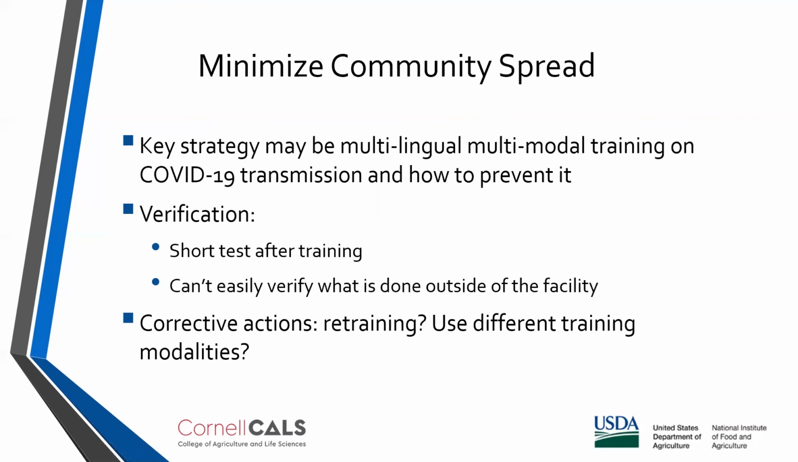Minimizing community spread could still be important, particularly if you have communities, for example, where vaccination coverage might be low for religious or other reasons. Key strategies there may be to do multilingual, multimodal training, do training on vaccination if we can and if appropriate, and if not, at least work on making sure that people have training on what they can do to minimize community spread. Again, this depends on whether minimizing community spread is one of your interventions that you deem important and relevant for your facility, wherever you are.